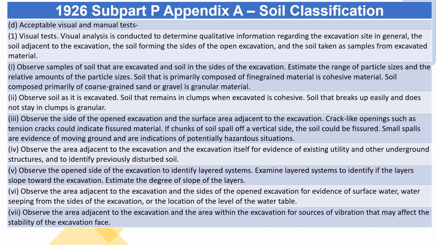4. Observe the area adjacent to the excavation and the excavation itself for evidence of existing utility and other underground structures, and to identify previously disturbed soil. 5. Observe the open side of the excavation to identify layered systems. Examine layered systems to identify if the layers slope toward the excavation. Estimate the degree of slope of the layers.